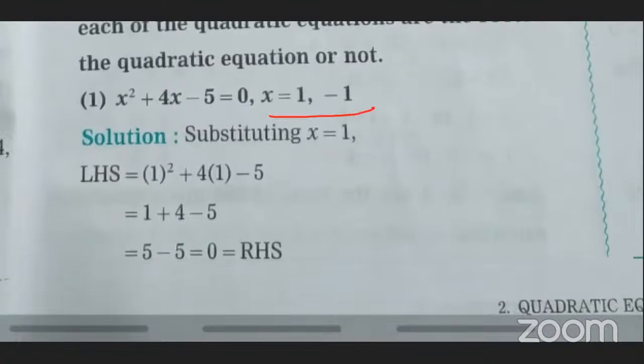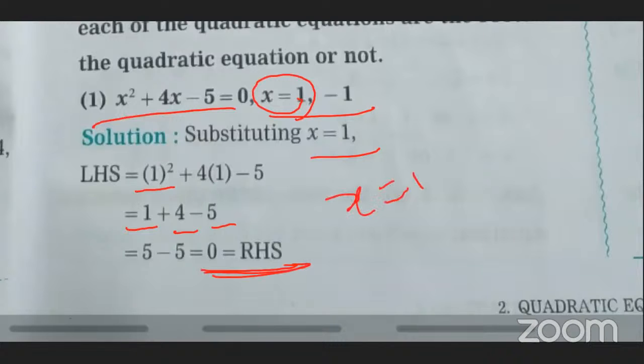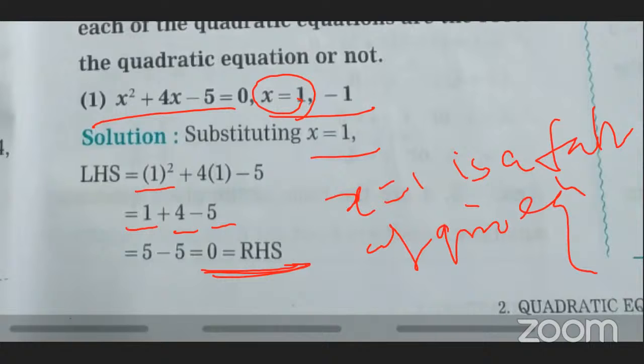x equals 1. So 1 square is 1, plus 4 into 1 is 4, minus 5. 1 plus 4 is 5, minus 5. Okay, here we put x in this equation and see what we get. The final answer is 0, so you can say x equals 1 is a root of the given equation, because the final answer is 0.